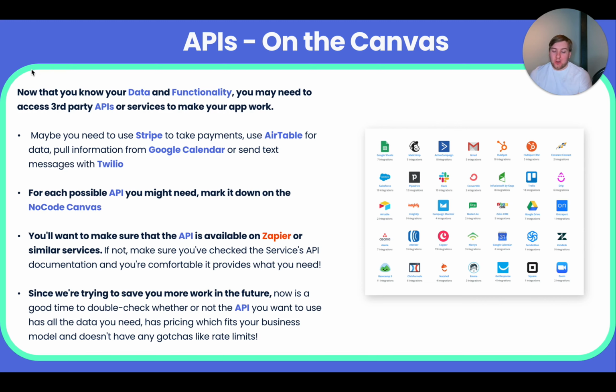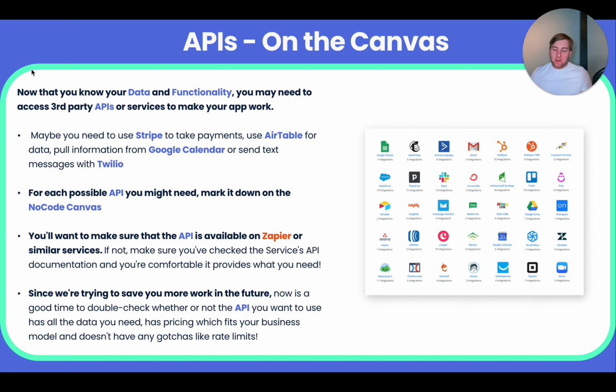If you want to send text messages, you're probably going to use Twilio. If you want to send emails, you might use something like SendGrid. Now, I know you don't know the names of all these APIs I'm listing off. You can find them on the NoCode.Tech website, and you'll also find them by Googling things like API for sending text messages or API for looking up furniture prices. But this is the time to really think about what third-party services you're going to need. And for each API you think you need, I recommend marking it down on the canvas, almost as an I-need-to-go-research-this-later kind of note.